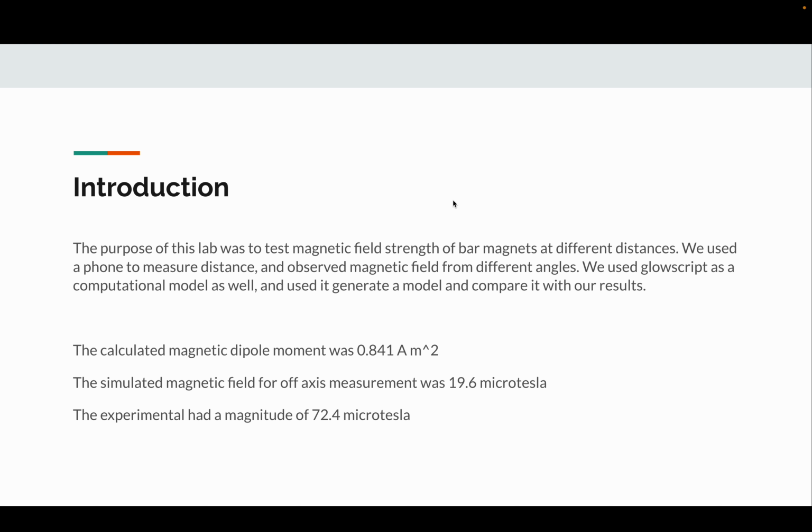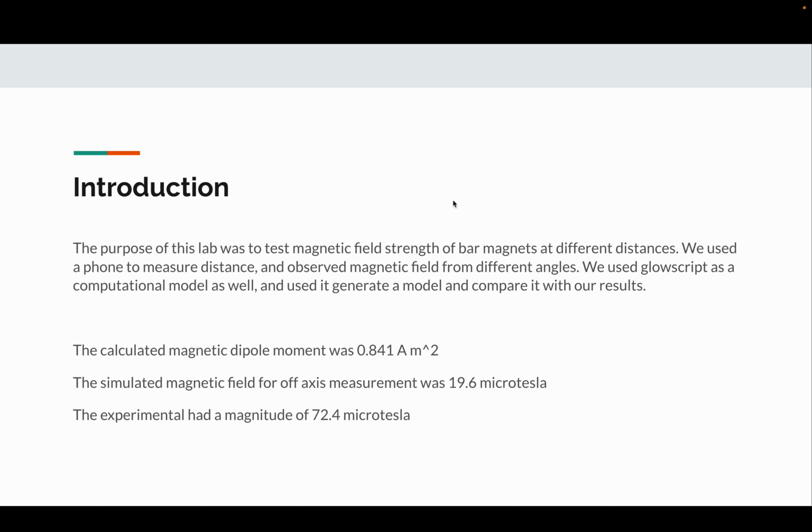So, the purpose of this lab was to test magnetic field strength of bar magnets at various distances. We used a phone to measure distance and observed magnetic fields from different angles. We used GlowScript as a computational model as well, and used it to generate a model and compare it with our real-world results. The calculated magnetic dipole moment was 0.841 ampere meters squared.